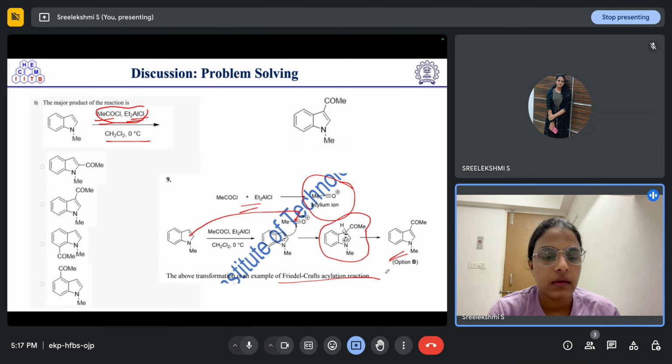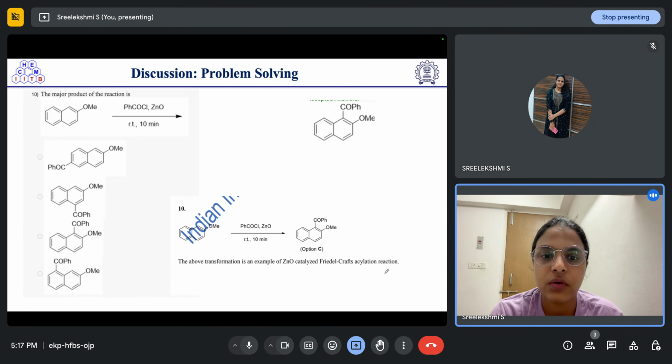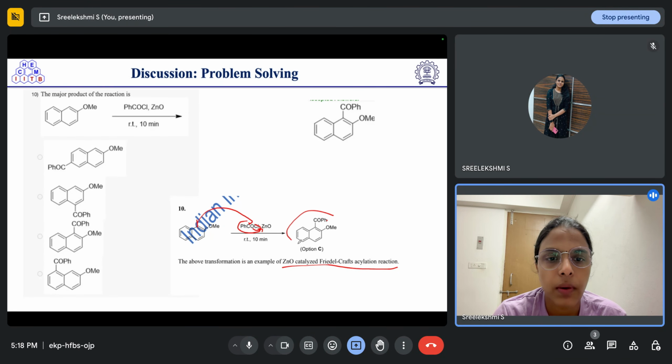Now moving on to the last question of week 3 assignment. So here also this acid chloride and zinc oxide they are using. So this is also an example for zinc oxide catalyzed Friedel-Crafts acylation reaction, where this acid chloride will come to this position, that is this carbon will be attacking over this carbon and Cl minus will be leaving out. So we will be getting this compound as a major product, which is option C.